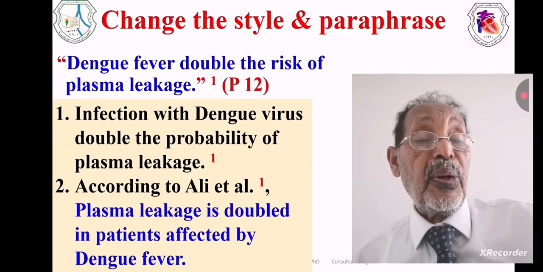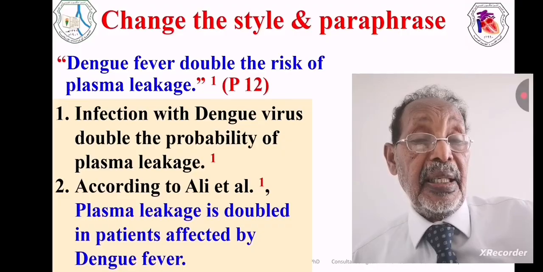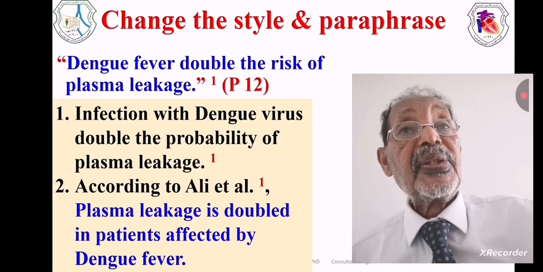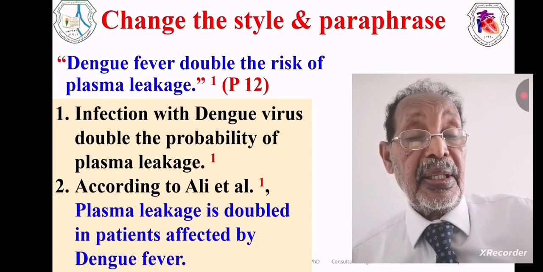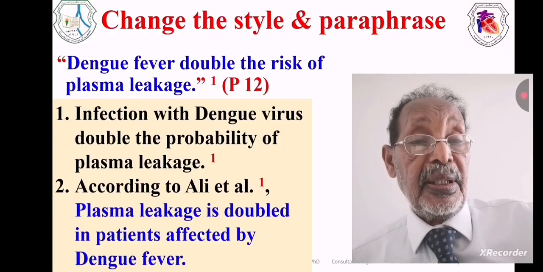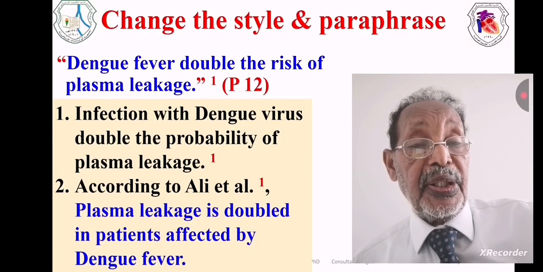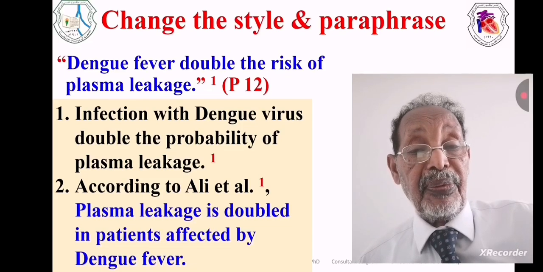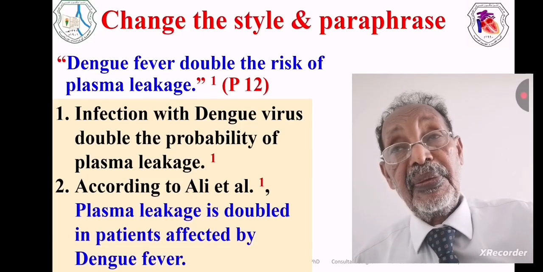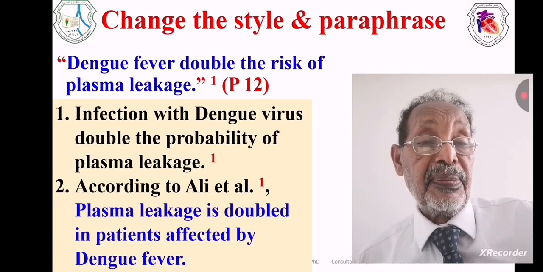We can write also according to Ali et al., which means there are more than 3 persons here. And then the citation number as superscript, comma, plasma leakage is doubled in patients affected by dengue fever or dengue infection or dengue viral infection.